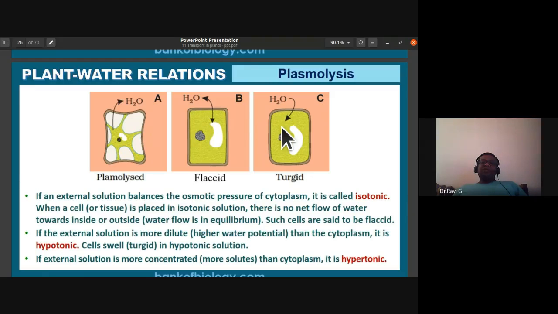Turgor pressure: you know that the protoplasm exerts pressure on the cell wall. We call it turgor pressure. So the cell swells in a hypotonic solution. So the cell is turgid.